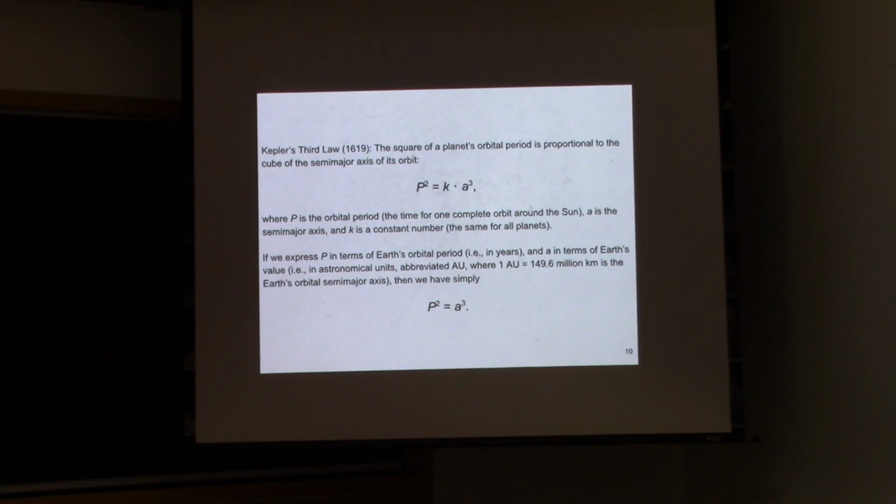If we express P in terms of Earth's orbital period, i.e. in Earth years, and a in terms of Earth's value, i.e. in what we call astronomical units, abbreviated AU, where 1 AU is 149.6 million kilometers, which you should know. Everybody should know this, but especially astrophysics majors ought to know that 1 AU is 149.6 million kilometers, 150 million kilometers, 93 million miles, essentially. Earth's orbital semi-major axis. Well, then we get P squared equals a cubed, because do the math with me.